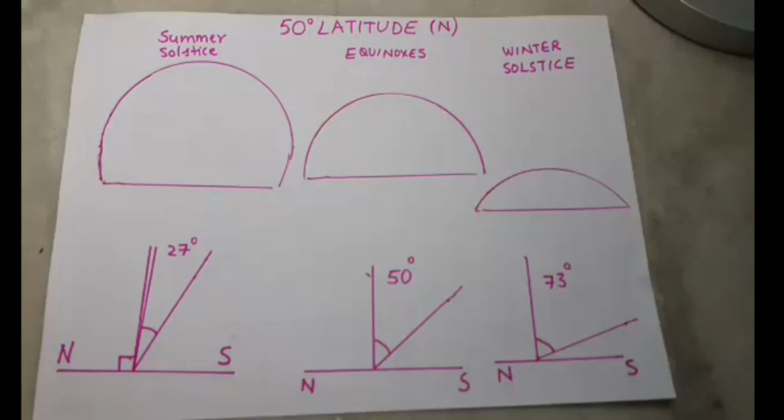So let us look at this model for the path of the sun in the sky at latitude 50 degrees. At latitude 50 degrees, on summer solstice, the day is very long. So the path of the sun is along an arc of a circle which is more than half. The arc is larger than a semicircle. And at noon, it makes an angle of 27 degrees to the vertical.